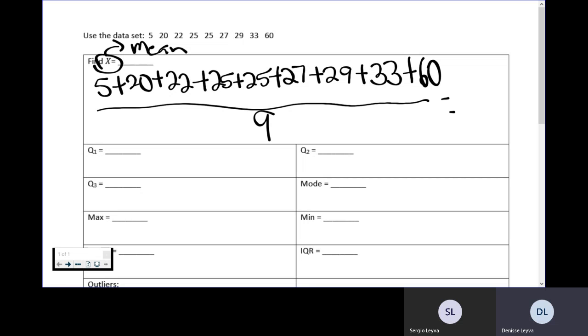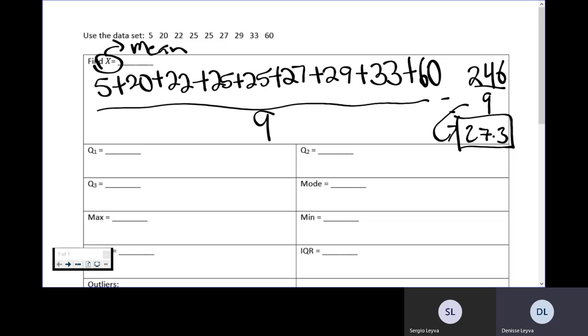When you add the numerator, which is the numbers up top, you can use your calculator, and you should get 246. So 246, and then divide by 9. 246 divided by 9 gives you 27.3. 27.3 would be your mean. So that is how you find your mean.